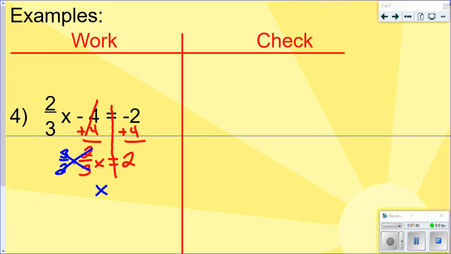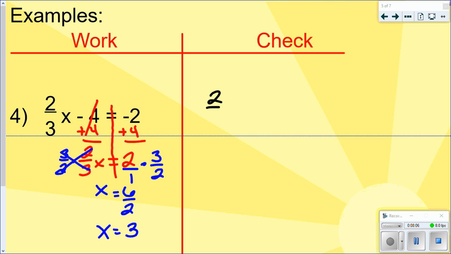Don't forget, if I multiply that side by 3/2, I have to do the same thing over here. So when I multiply these straight across, 2 times 3 is 6, and 1 times 2 is 2. 6 over 2 simplifies to 3. Okay, so I added 4, then I multiplied both sides by the reciprocal of 2/3.